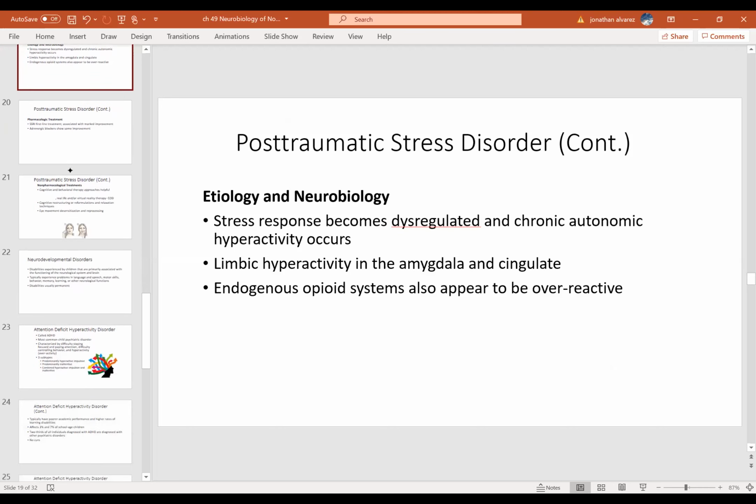Okay, the limbic system, which is the emotional center in the brain, part of that is the amygdala and the cingulate gyrus, tends to be hyperactive.